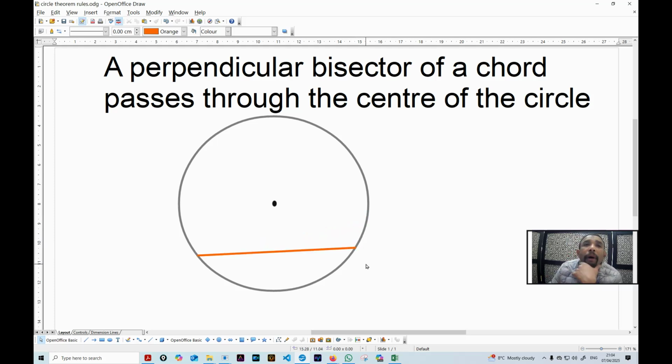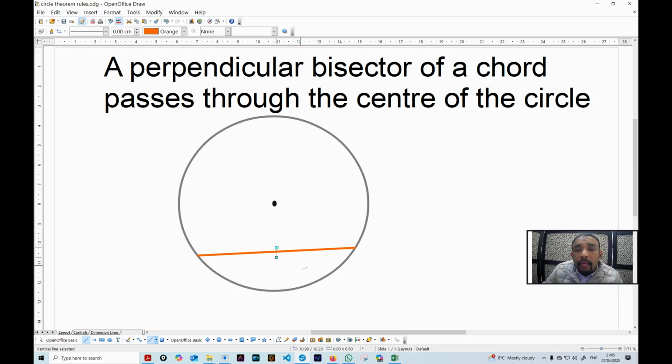When you bisect a chord, that means if it's 10 centimeters, cut it into two. It's 5 centimeters on this side, 5 centimeters on this side. Cut into 2 pieces. And that bisector of a chord passes through the center of the circle. A perpendicular bisector. So when you bisect it, let me say that's the point.